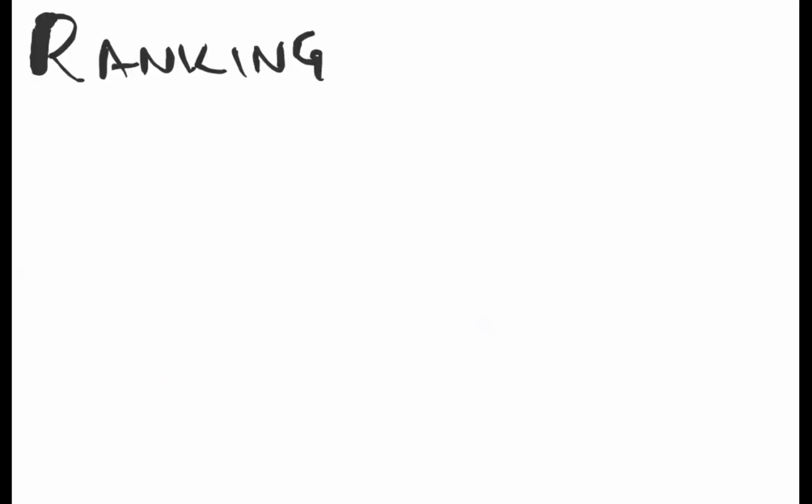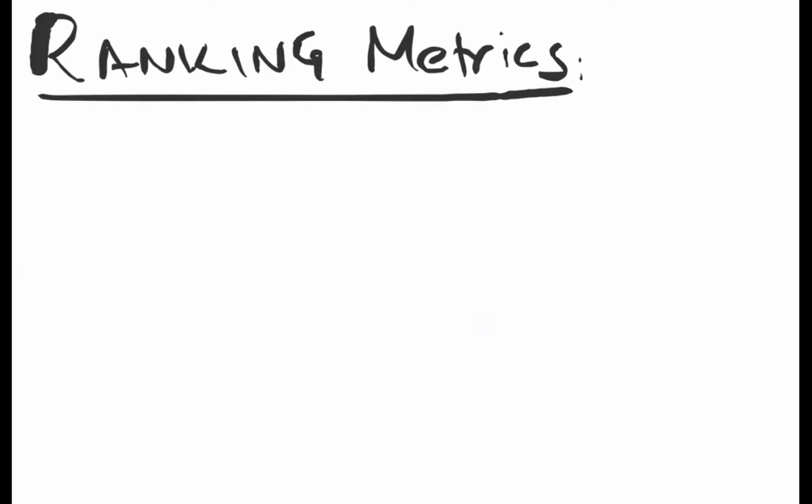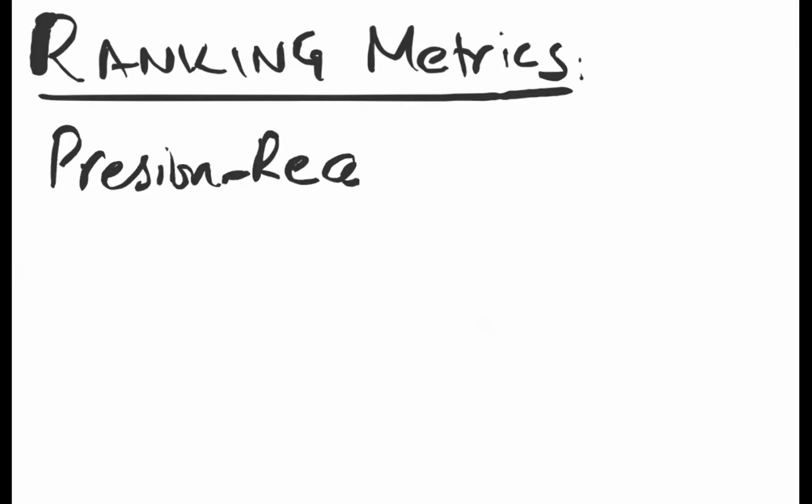So AUC and the confusion matrix are quite related. Now I'm going to talk about the ranking metrics. But even before the ranking metrics, let's first discuss precision and recall, because these are also quite important, and they're also related in some sense to the confusion matrix.